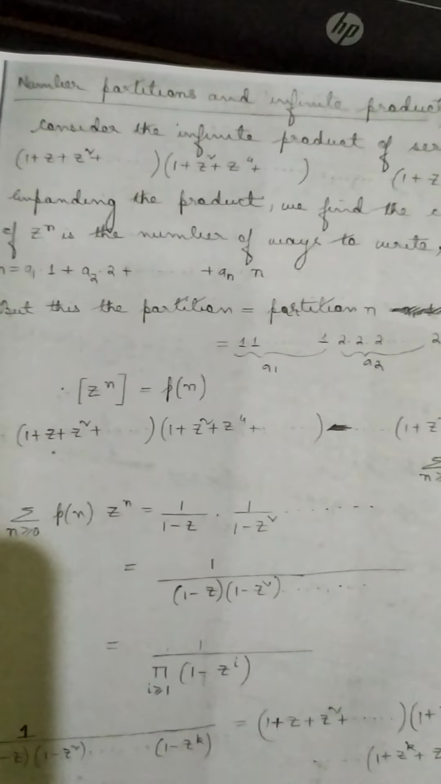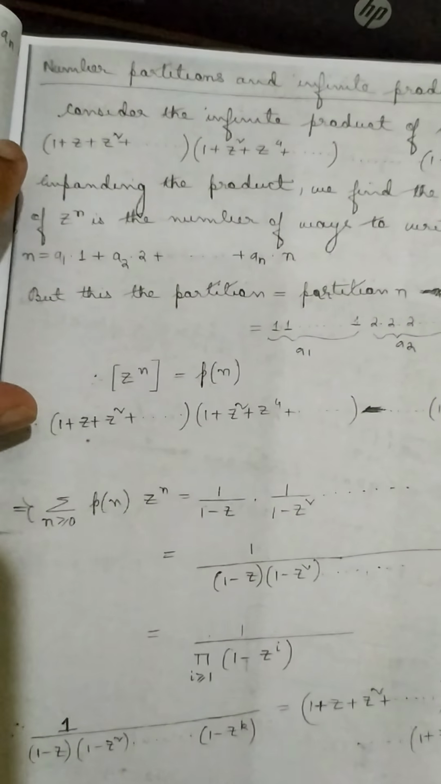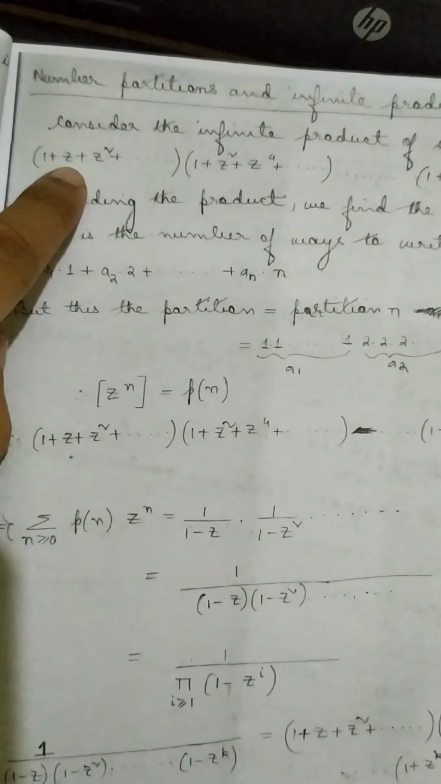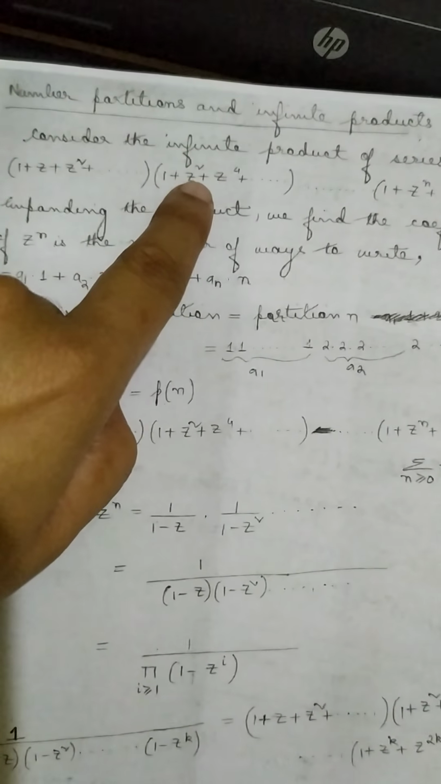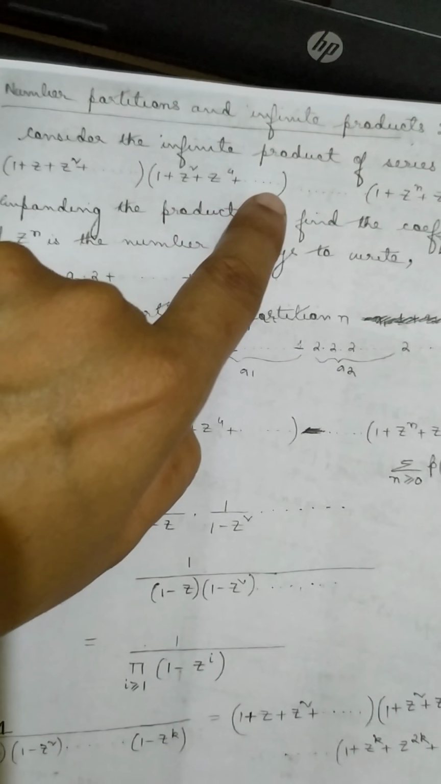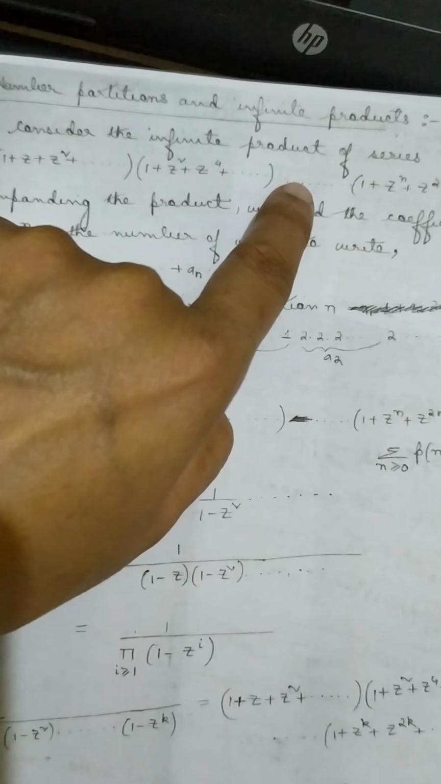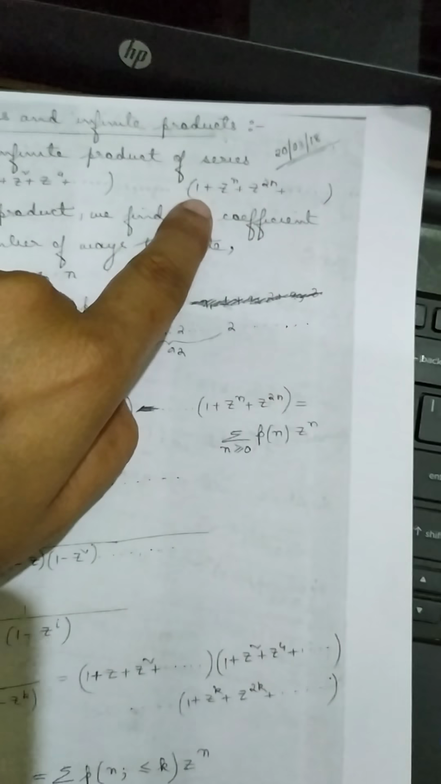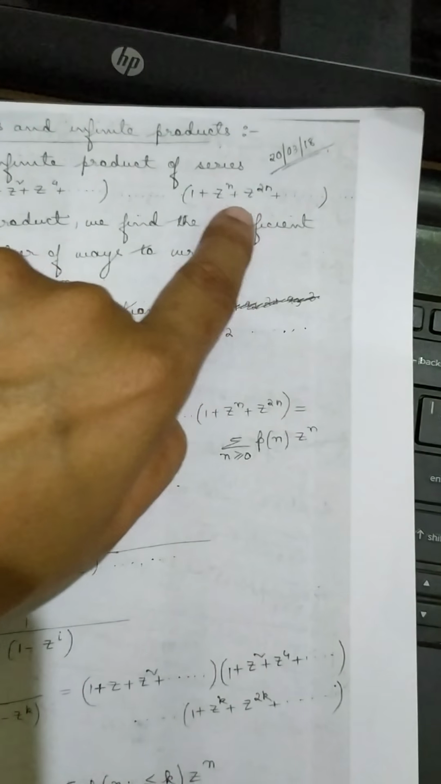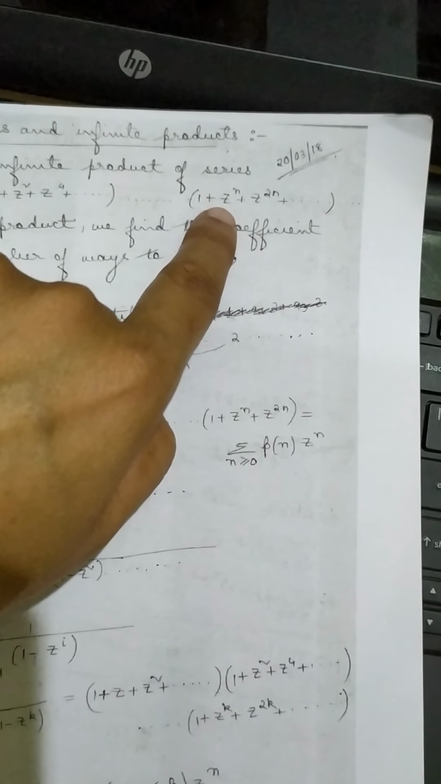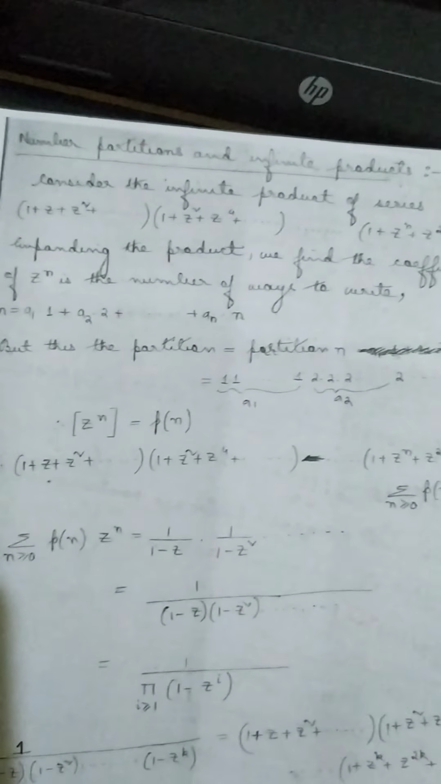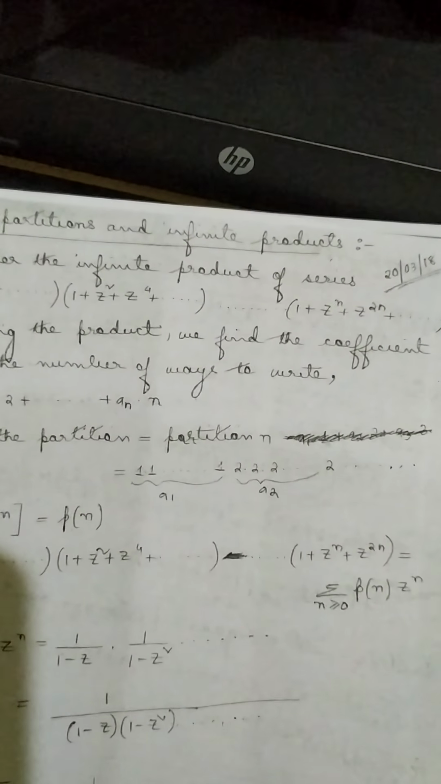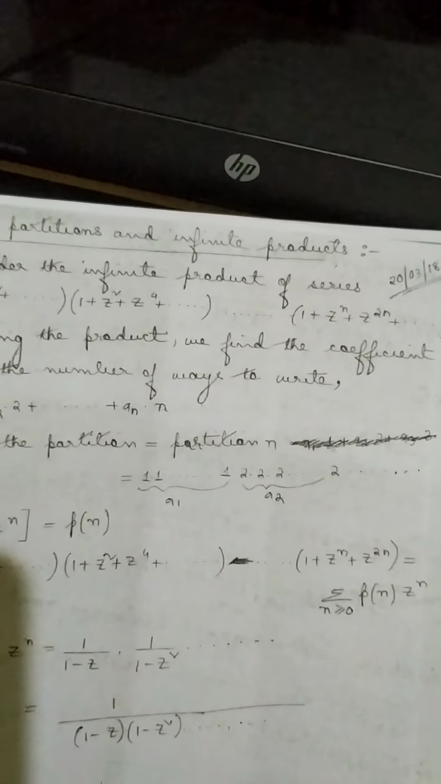In the last class, if I consider this product: 1 plus z plus z squared plus dot dot, then 1 plus z squared plus z to the power 4 plus dot dot. Similarly, the next one will be 1 plus z cubed plus z to the power 6 plus dot dot, proceeding in this way. The nth term is 1 plus z to the power n plus z to the power 2n plus dot dot. That is the continuation. So this is the product of an infinite number of series.